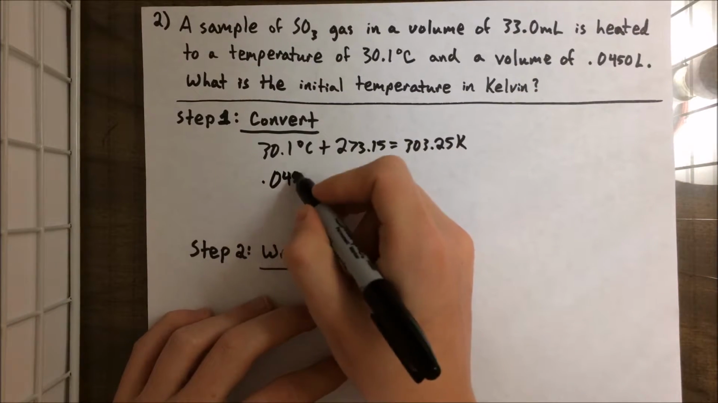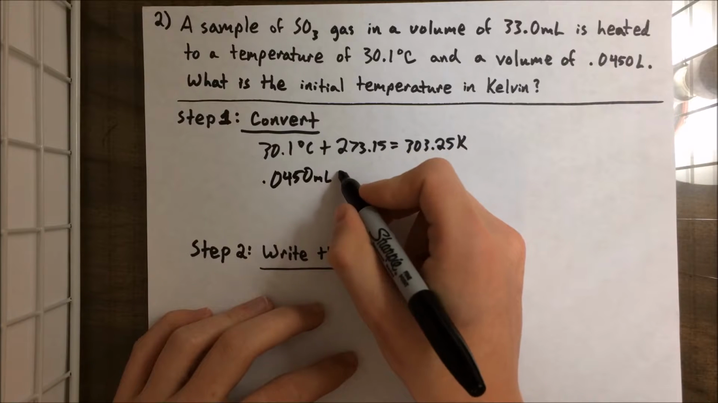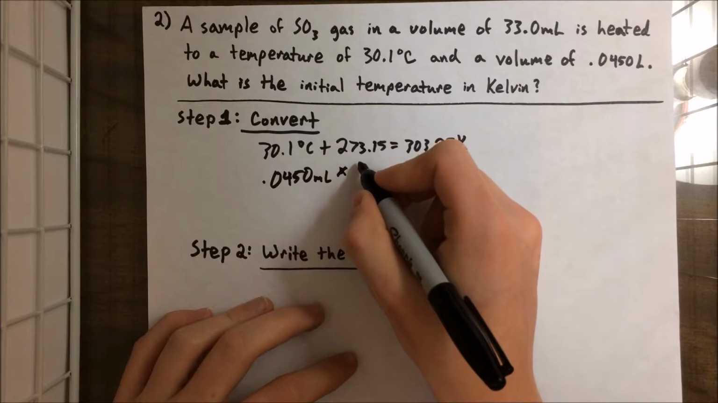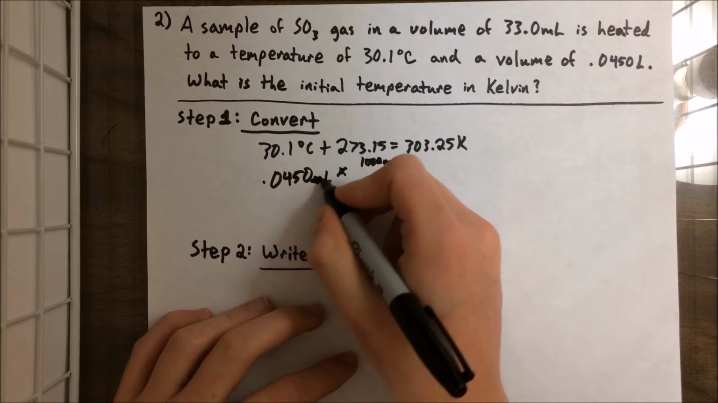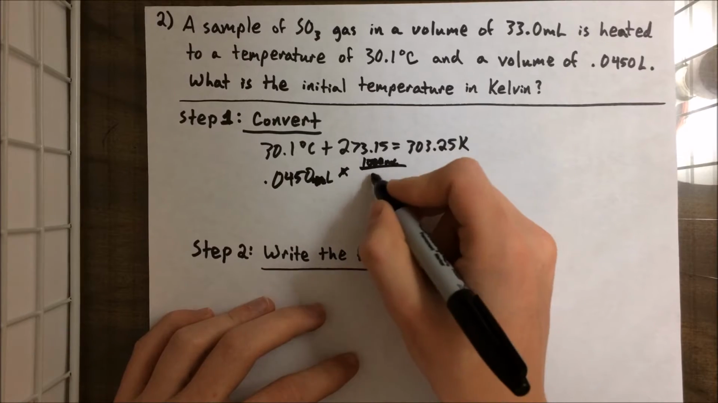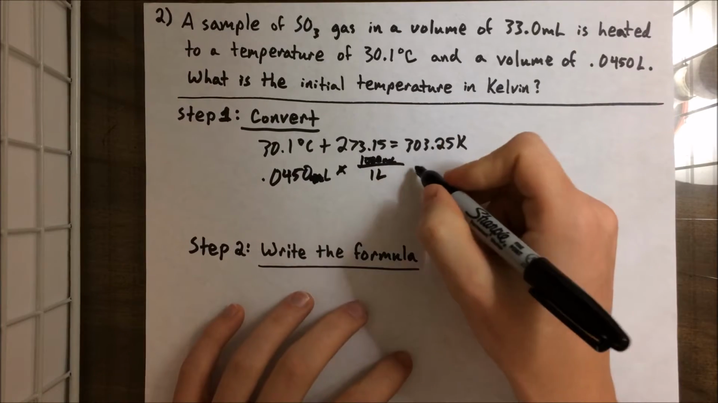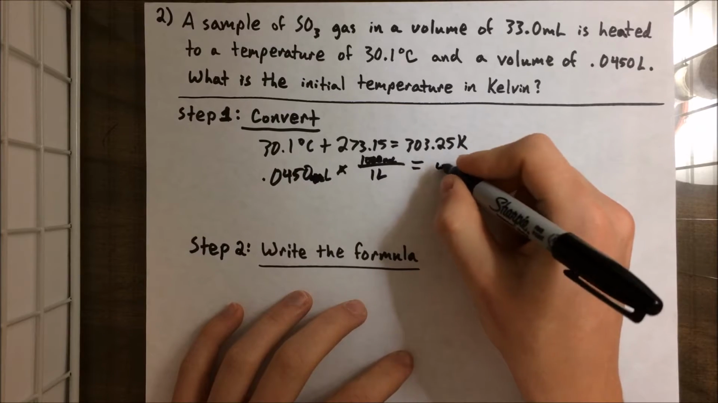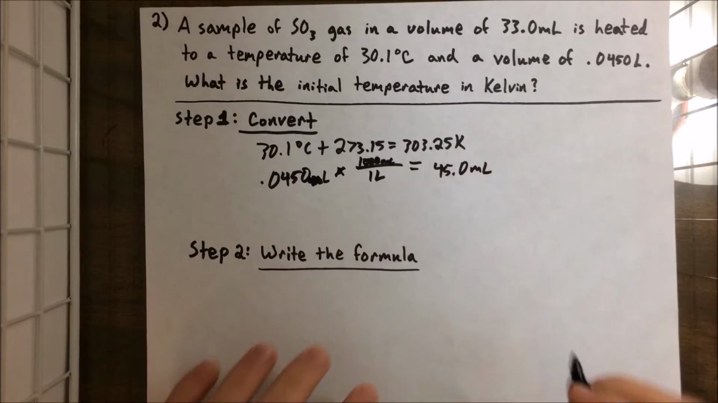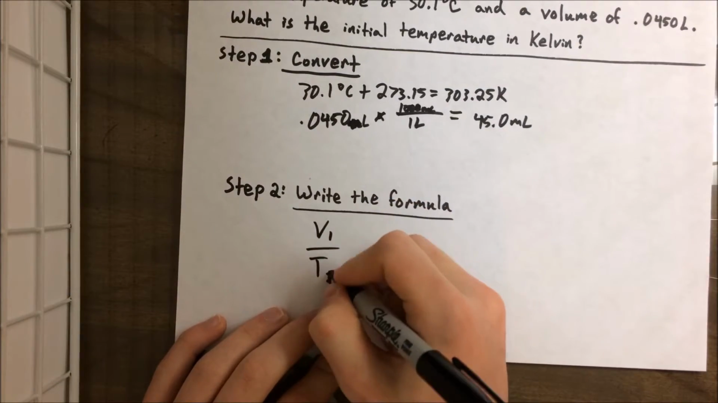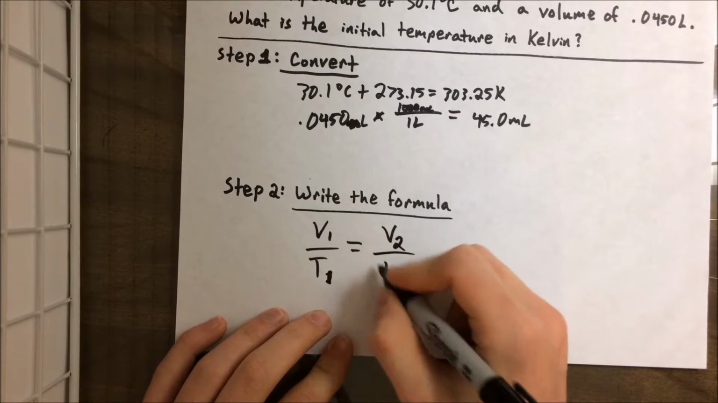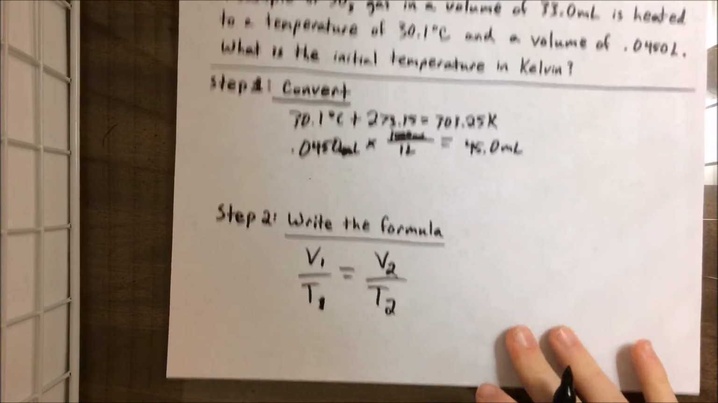We're going to do liters into milliliters. So liters times 1,000 milliliters over 1 liter, and we get from that 45.0 milliliters. Then step 2 is to write the formula: V1 over T1 equals V2 over T2. Then finally let's go on to step 3, which is to plug and chug.